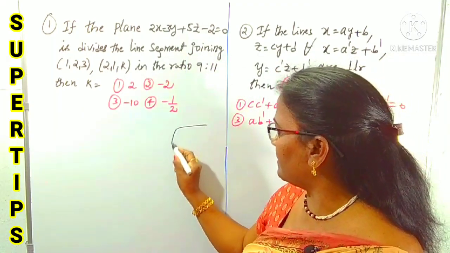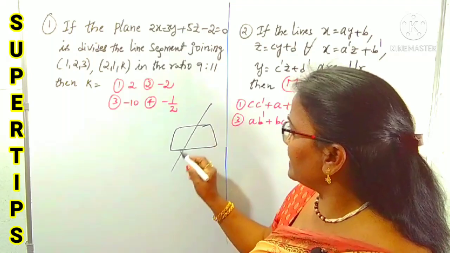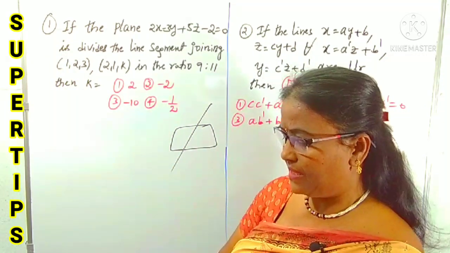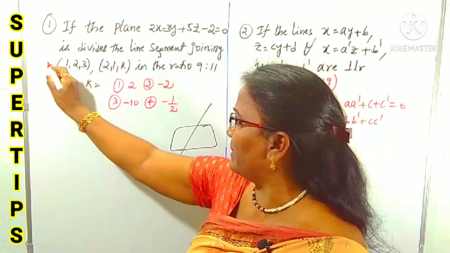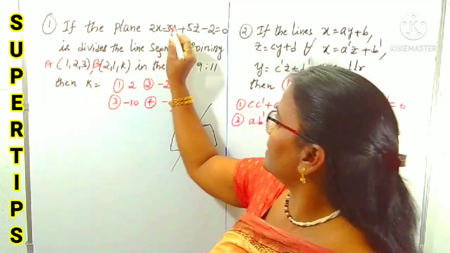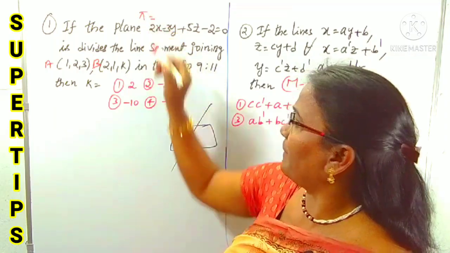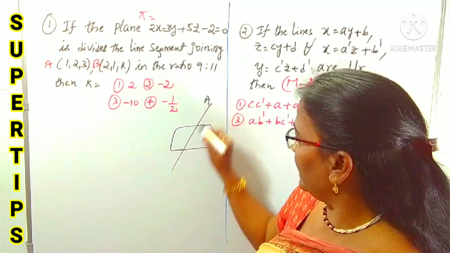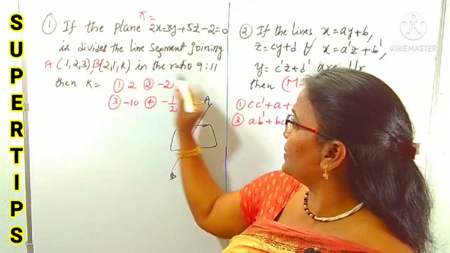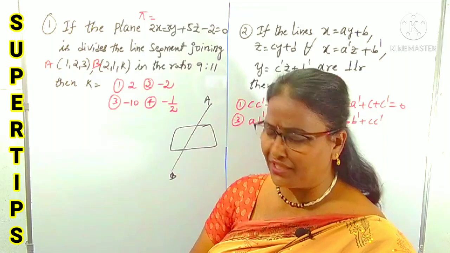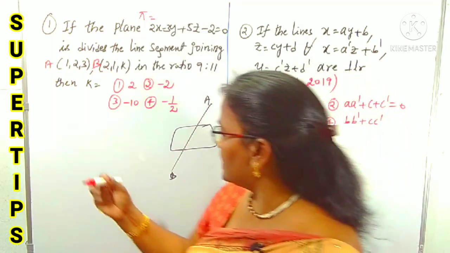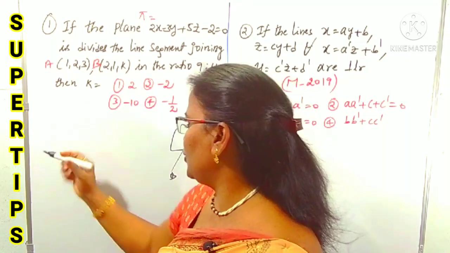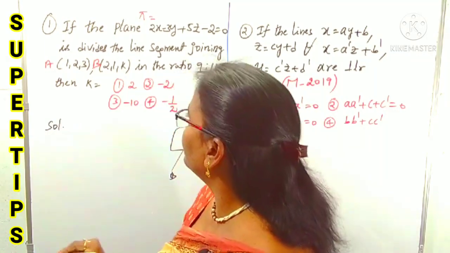Suppose you can think this is a plane that divides a line segment joining A and B. This is point A, this is point B, AB. This is pi, the plane equation, and these are points A and B. The dividing ratio is given as 9:11. How can you find the unknown value? Simply I'm doing it like this. Ratio, shall I take it like this?